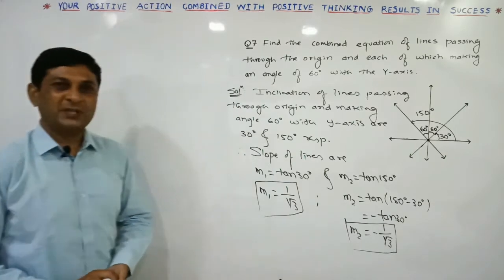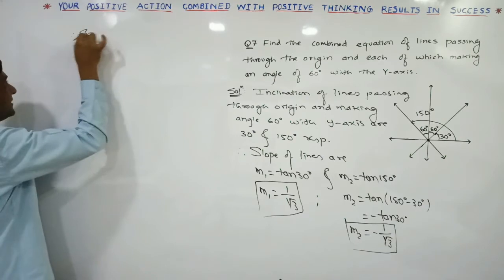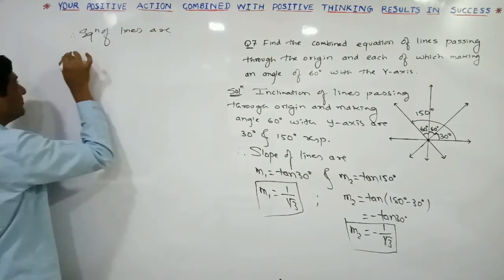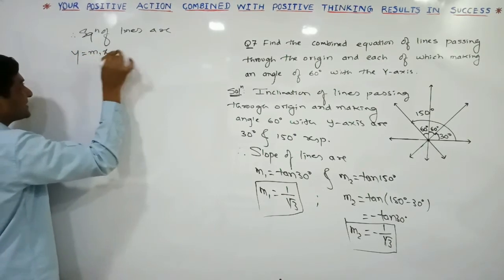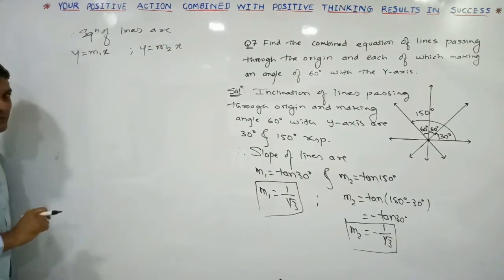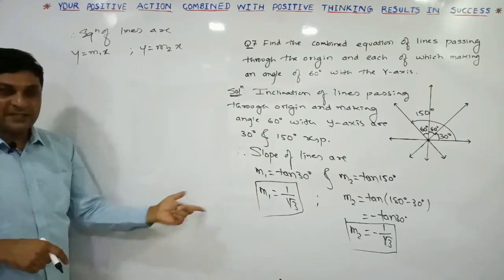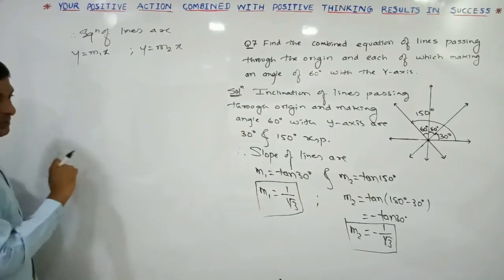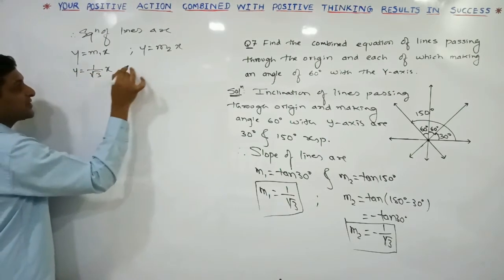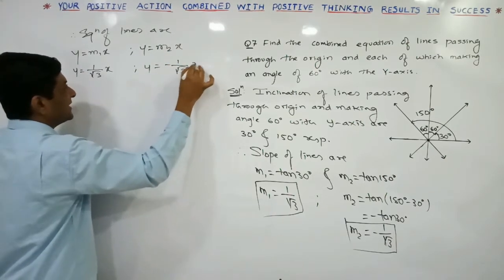Once the slope of both the lines are known to us, find the equation of these two lines. So therefore equation of lines are, so y is equal to m1x is the equation of first line, and y is equal to m2x will be the equation of second line. Y is equal to m1x and y is equal to m2x are the equation of the lines. Now substitute the value of m1. So m1 is equal to 1 by root 3. X, keep it as it is. Here also replace m2 by its value minus 1 upon root 3. X, keep it as it is.